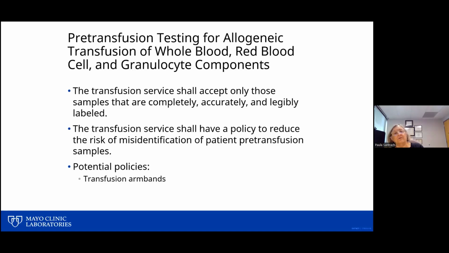The transfusion service shall accept only those samples that are completely, accurately, and legibly labeled. And the transfusion service shall have a policy to reduce the risk of misidentification of patient pre-transfusion samples. Now, potential policies: what very commonly people do is have blood transfusion armbands, a type and X or whatever it is, using basically a second means of identification for that patient and decreasing the risk of a misidentification. So that's something that's relatively common. You can see a lot of those in many places. There could be other policies.